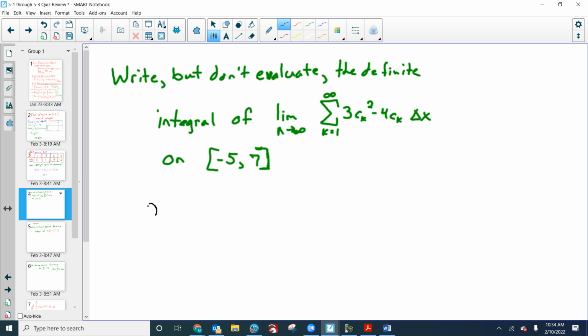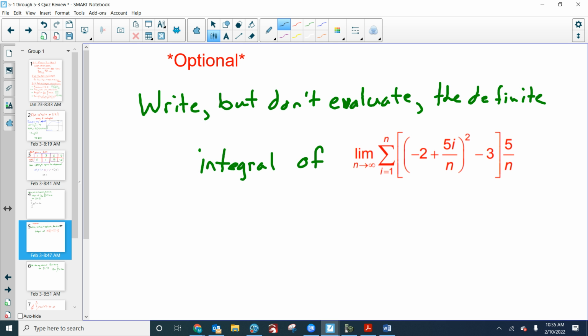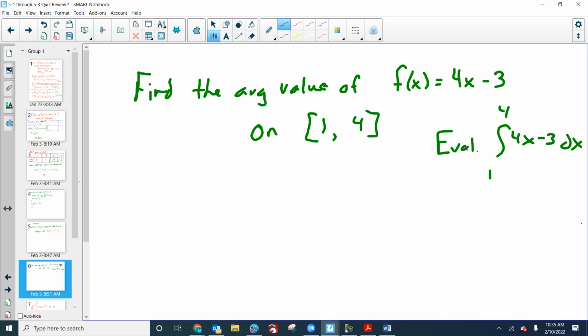All right, this one, our bounds are -5 to 7. Our c sub k's were like the midpoint or the left edge endpoint, but they're not just every so often anymore. There's infinitely many of them. So they become x's. So that is writing the integral. I did not ask you to evaluate it. Come back to that one later.